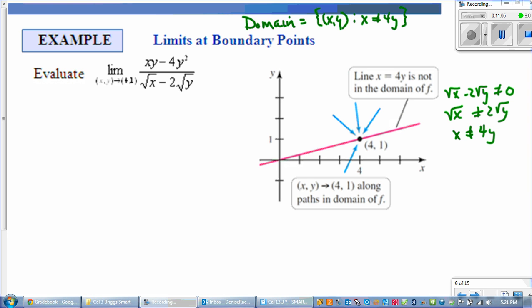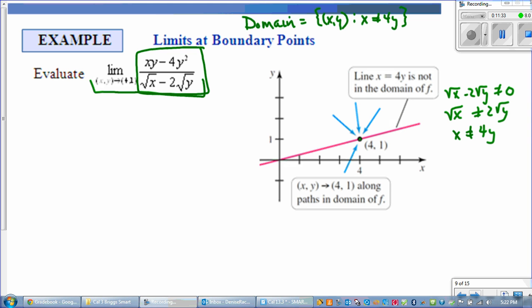And so now if we're approaching the point (4, 1), the points not in the domain are in red. So we have to approach (4, 1) in ways other than that path along that line, x equals 4y. So now, you don't have to think too hard on this one. Just do it algebraically. The same thing you did in algebra in Calculus 1 is you try to simplify this expression. So can you simplify that?